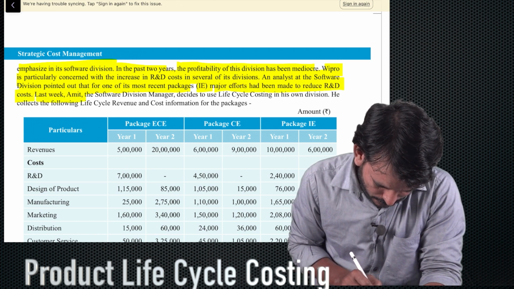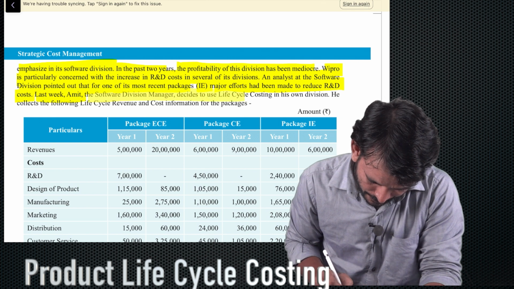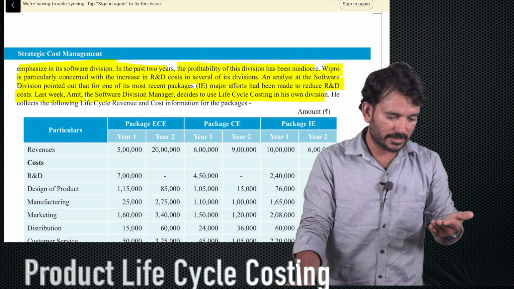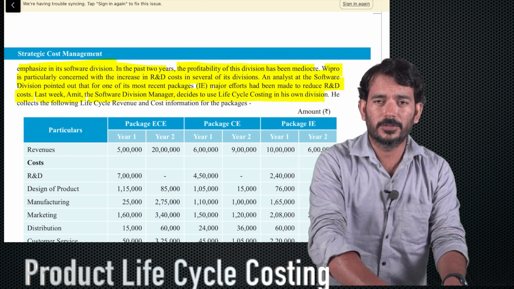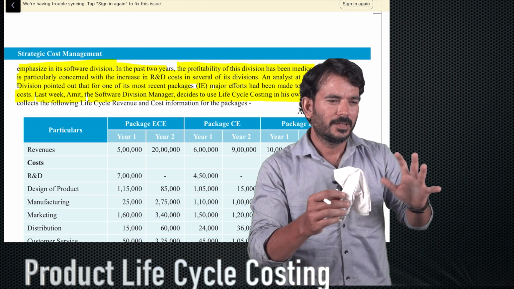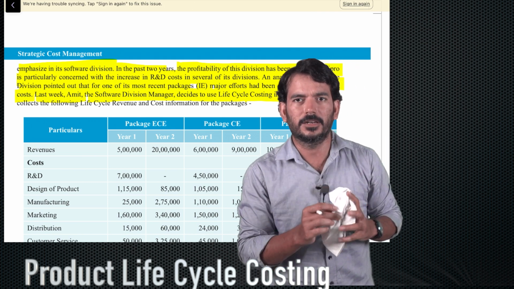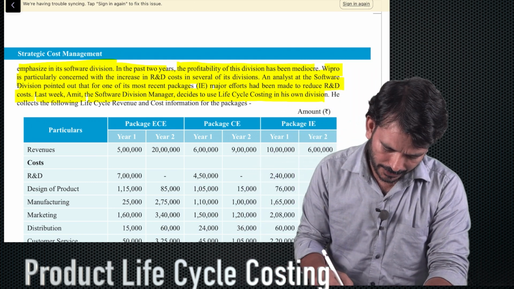Last week, Amit, the software divisional manager, decided to use life cycle costing in his division. So after all this, now someone is coming up with an idea that no, we will be using the life cycle costing. Okay, so instead of doing it on a year on year basis, we'll do it for the entire life of each of the 3 different softwares.